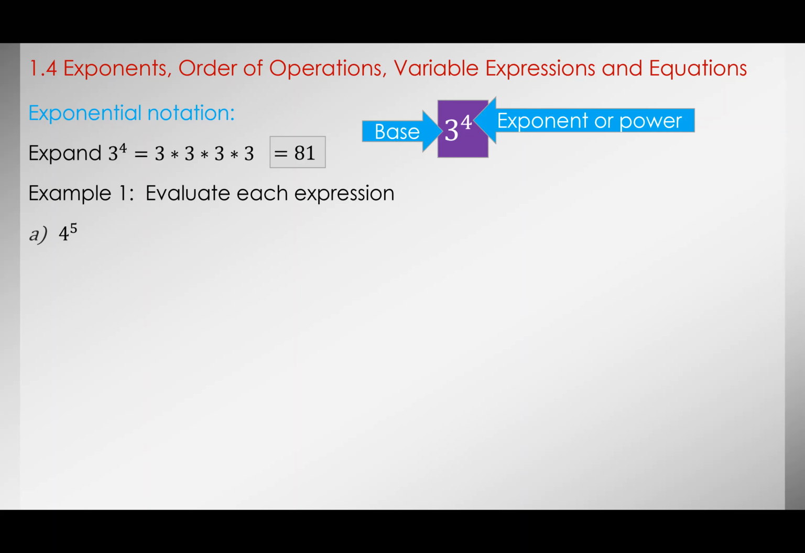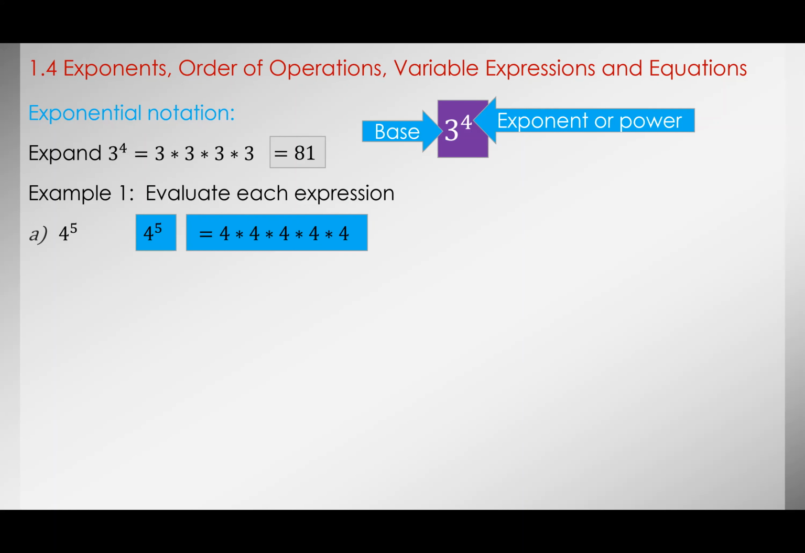So if you expand them out, you say 4 times 4 times 4 times 4 times 4, 5 times. Ladies and gentlemen, it's not 5 times 4 or 4 times 5. Okay, it's 4 times 4 times itself that many times. So again, 4 times 4 is 16. 16 times 4 will give me 64. So on and so forth. You should get 1024.